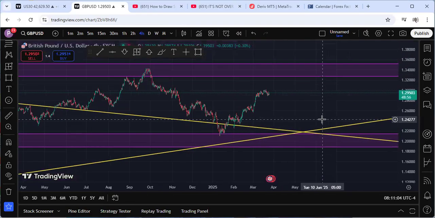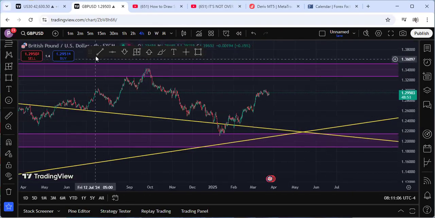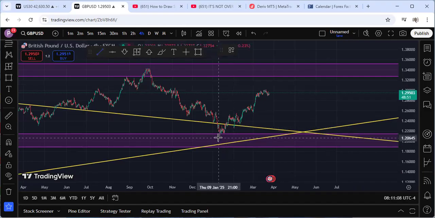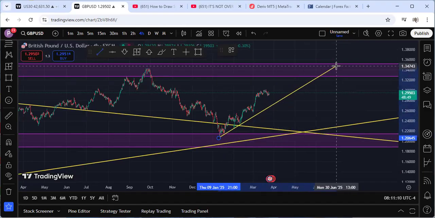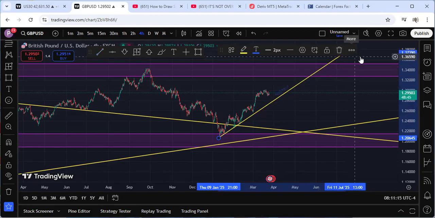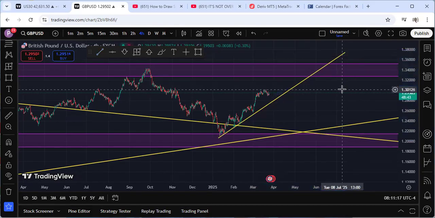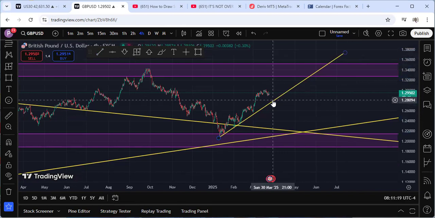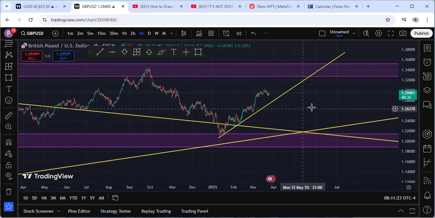So that's it. We are watching this GBP USD. You can draw your trend line and watch how GBP USD reacts. Allow the market to come down to this level for a possible trend continuation.